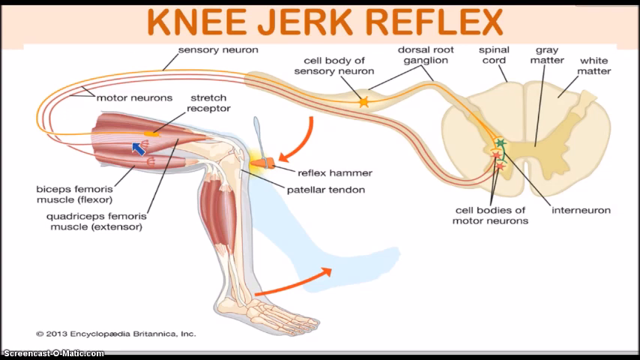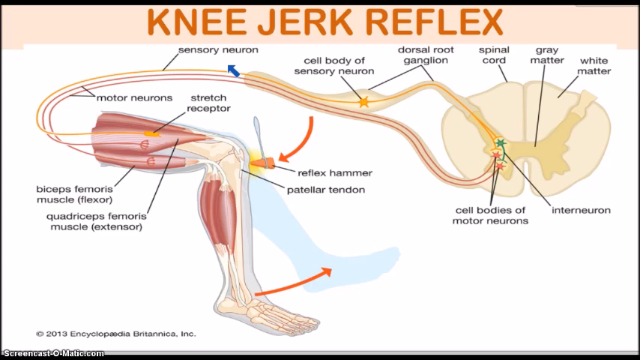You have two types of muscles, the biceps femoris, which is the flexor muscle, and the quadriceps femoris, which is the extensor muscle. These muscles work antagonistically, like every other muscle in the body. When one is contracting, the other relaxes. Basically, the stretch receptor receives that stimulus information and converts it into nervous impulses to be sent through the sensory neurons.